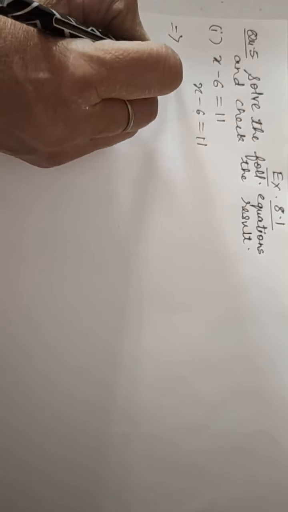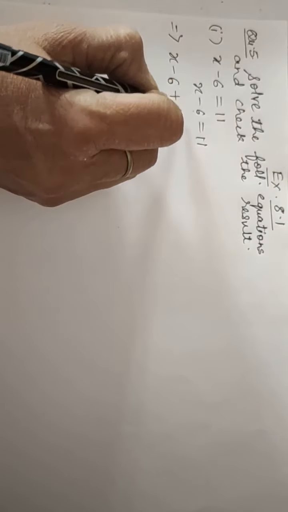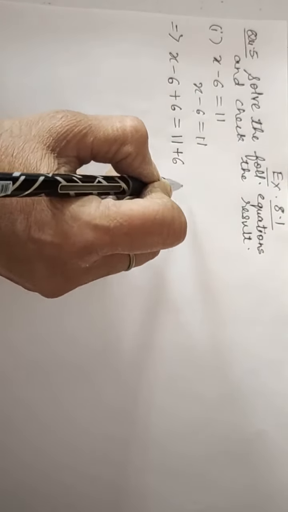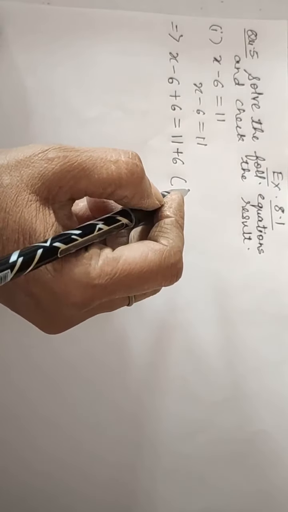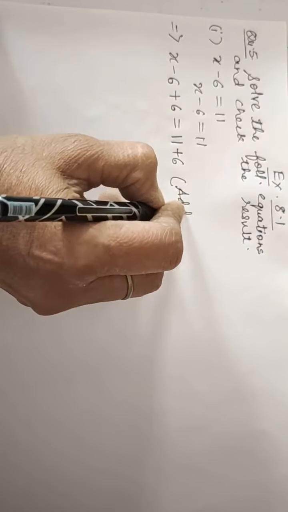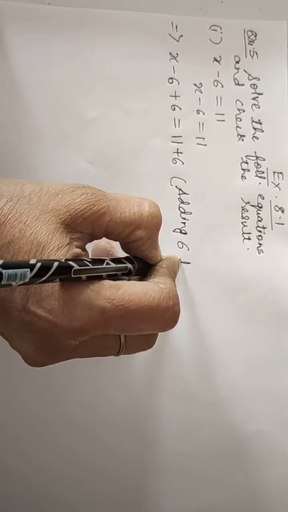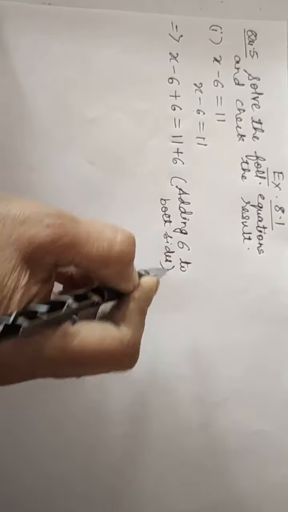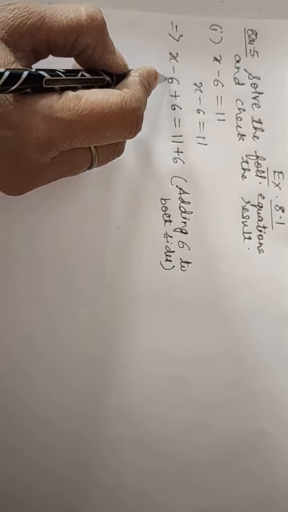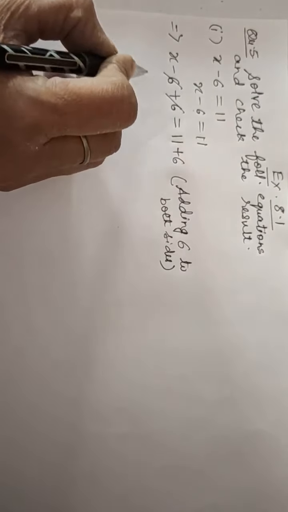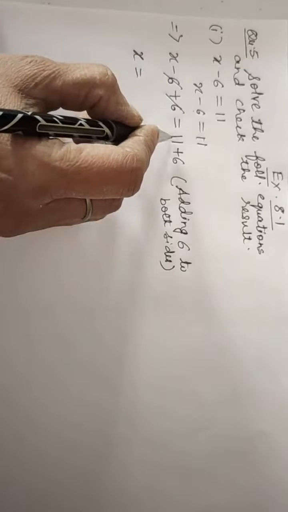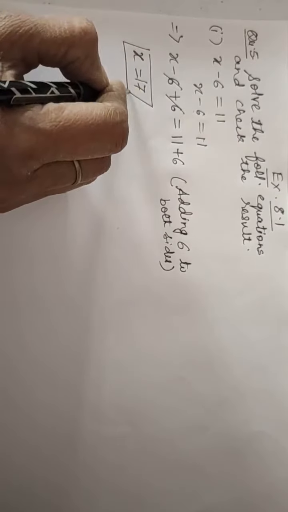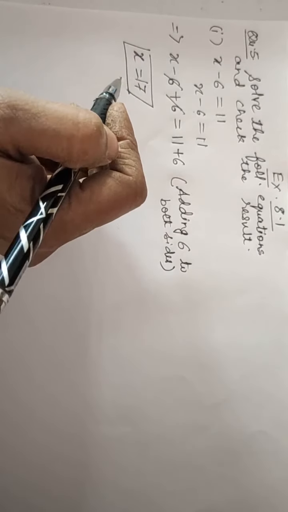First of all, the left hand side will be as it is, plus 6 you will write, and again the right hand side as it is, and you will write plus 6. And here you have to give the reason for whatever you have done. What we have done is adding 6 to both sides. Now you can see this minus 6 plus 6 is eliminated. You know it is 0. So x is equal to, now simplify the right hand side, 11 plus 6 is what? 17. So x equals 17 is the answer of the given equation.